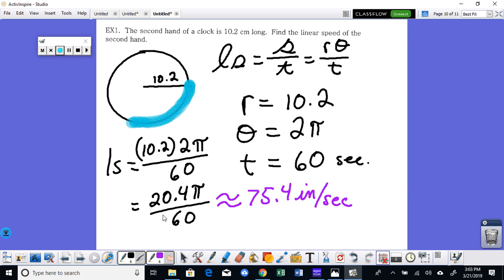That is wrong. I'm looking at the wrong thing on my sheet. If we multiply that out, and we actually did it correctly, we would get 1.068 centimeters per second. Okay?